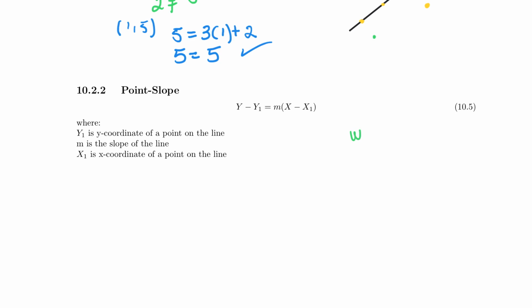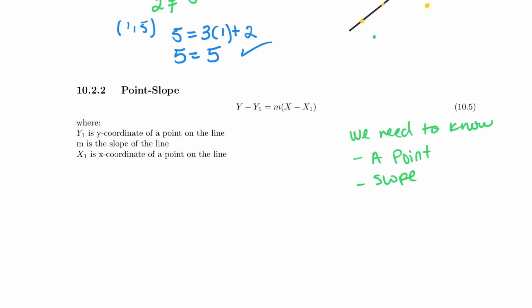So for this one, we need to know a point, any point on this line, and the slope. Remember that before we needed the slope and the intersect with the y-axis. Well, in this one, we need any point on this line and the slope of this line. With this information, we could create the equation of the line. Okay, so let's do some example.